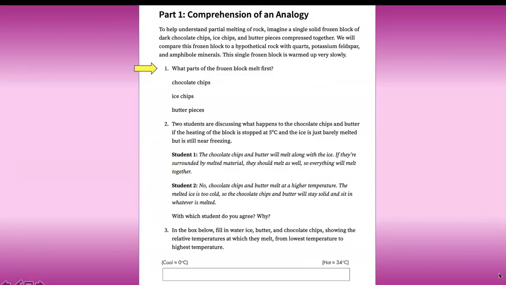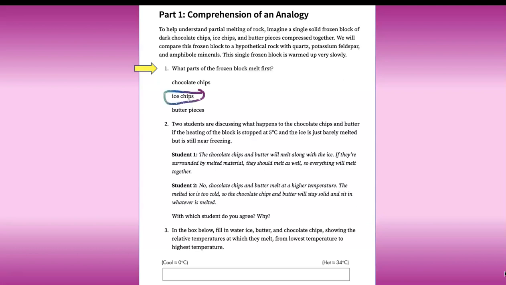So to help understand this partial melting or partial solidifying, I want you to imagine a solid frozen block of chocolate chips, ice chips, and butter pieces all compressed together. Imagine that the block is in your freezer and everything is frozen together. So you take this frozen block of these three things out of the freezer and you put it on the counter. What parts of this block are going to melt first?